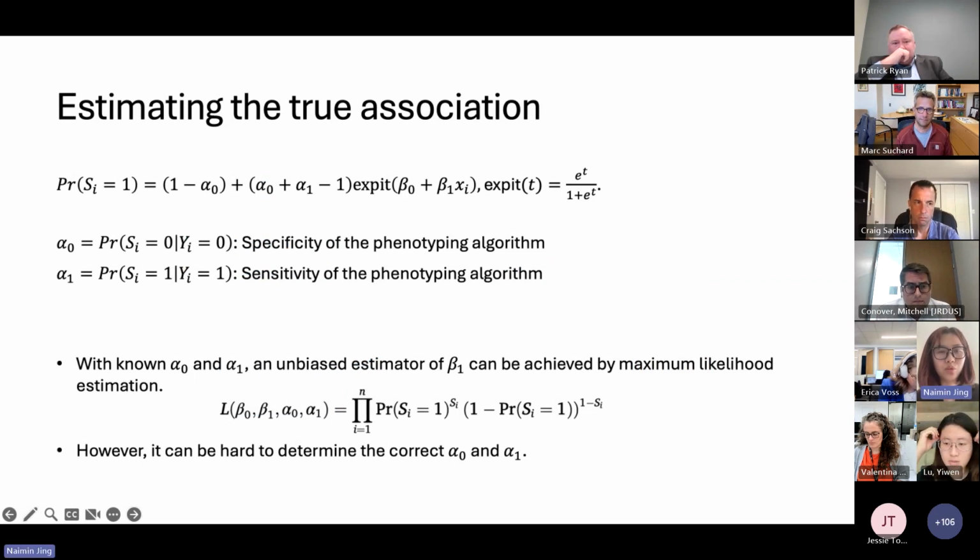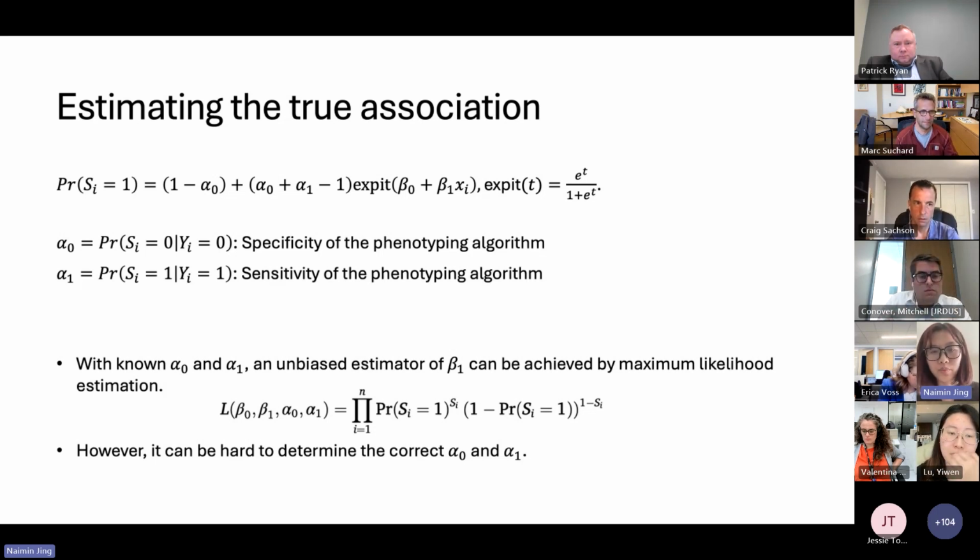The relationship between S and the exposure X can be expressed as a function of the true association beta 1 and the sensitivity and the specificity of the phenotyping algorithm. Suppose we know the phenotyping algorithm well and we know the true sensitivity and specificity, then we can plug them in the formula and achieve an unbiased estimator of the true association using maximum likelihood estimation. However, in practice, it can be hard to determine the true correct specificity and sensitivity. And if they are misspecified, then again, we have a biased estimator.